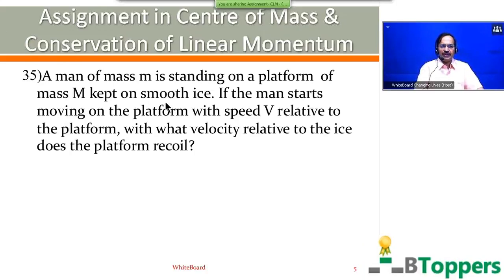A man of mass small m is standing on a platform of mass capital M, kept on smooth ice. The man starts moving on the platform with speed v relative to the platform. With what velocity relative to the ice does the platform recoil?